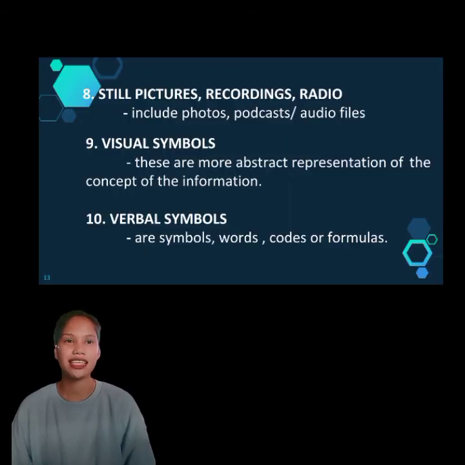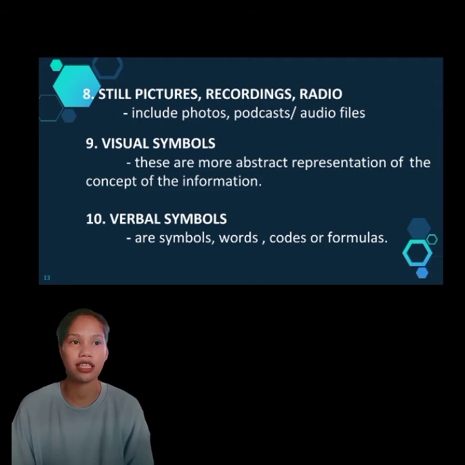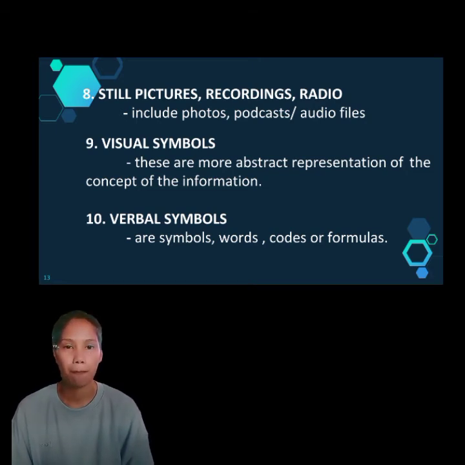Next is still pictures, recordings, and radio. Still pictures are pictures or images. Together in this category are audio recorded materials or information broadcast through the radio. This can be so informative. And next is visual symbols. These are abstract representations of a concept or information. Examples of these are information presented through a graph or a chart. For example, a process can be presented using a flow chart.